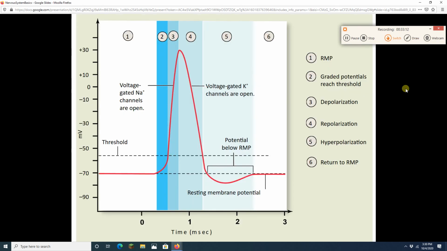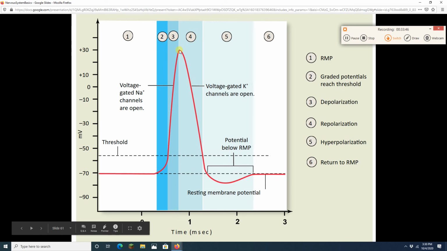All right. Here's my graph again of those three events that just happened at that one spot on the axon hillock. We start at our resting membrane potential. The graded potential arrives, gets us to threshold. Very quickly, my voltage-gated sodium channels open, and my depolarization phase happens. Then, pretty soon after that, not a lot of time here, I mean, this is maybe like a quarter of a millisecond right here.